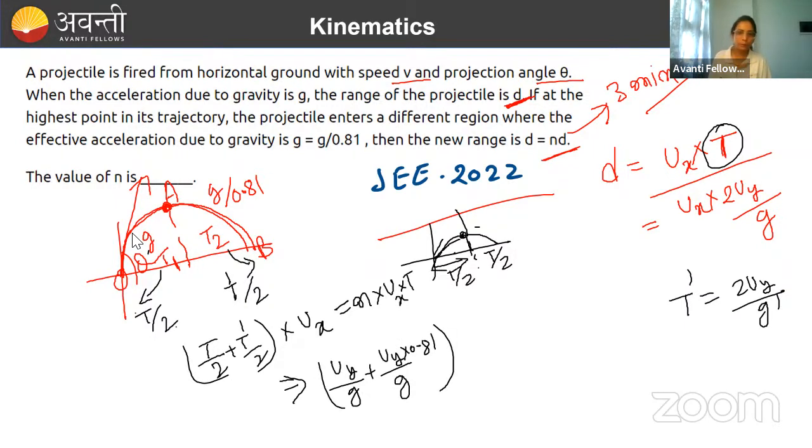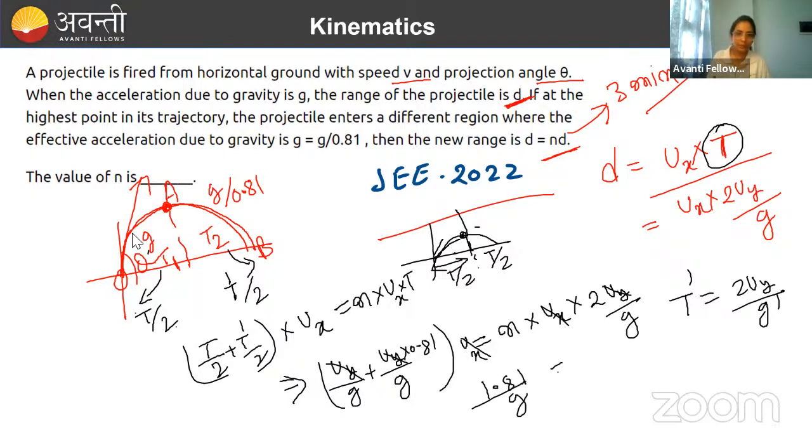I hope I have not done any kind of mistakes here. No. So what are we going to put now? Ux into t, and this was also into ux now. Ux into t. T ka value will be how much now? T will be 2uy by g. Now simply uy just cancels. Ux also will get cancelled. And how much value are we going to get?